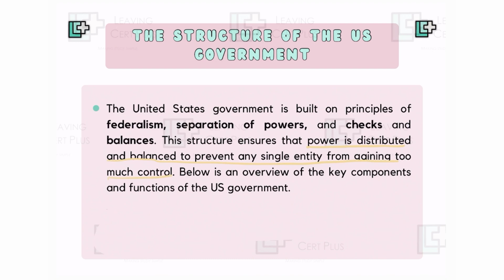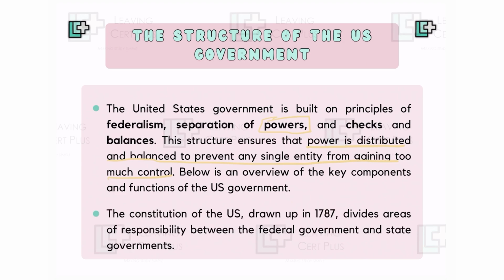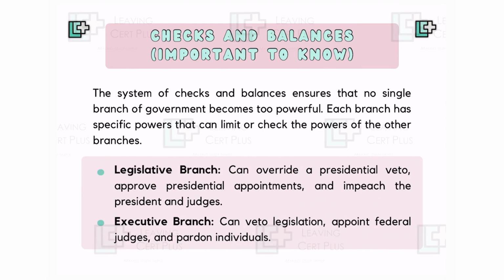Specifically, checks and balances, we'll look at them in a second. Now, there are certain powers, and these powers need to be separated using checks and balances. Let's see what that means in just a moment. The Constitution of the US was drawn up in 1787 and divides areas of responsibility between the federal government and state governments. Okay, so there are different powers. Let's have a look at those powers now.